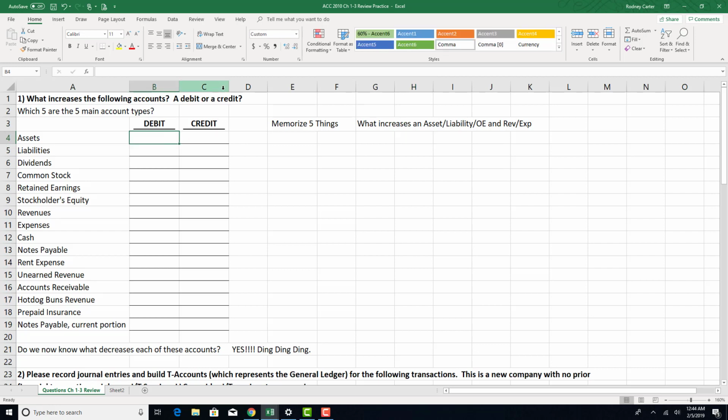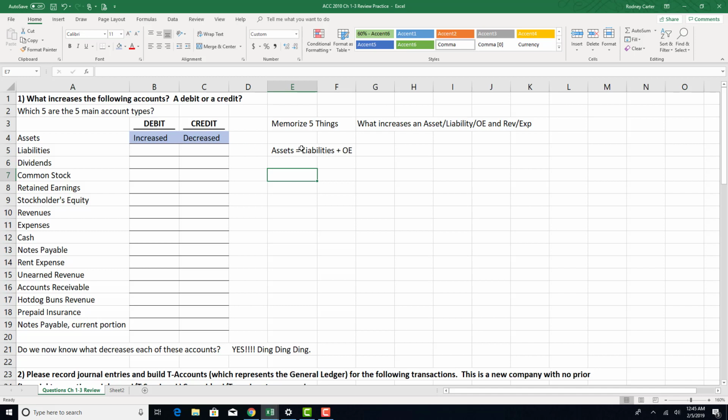So here we go. Assets. These are increased by a debit and decreased. I'm going to highlight these in a light blue because they are balance sheet accounts. Liabilities are opposite. If you think of the accounting equation, assets equals liabilities plus owner's equity. That equals sign, it's on the other side.